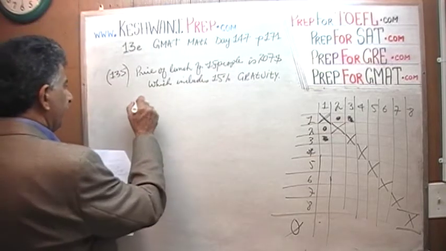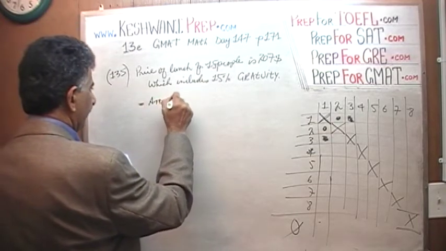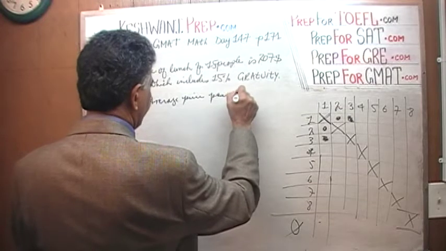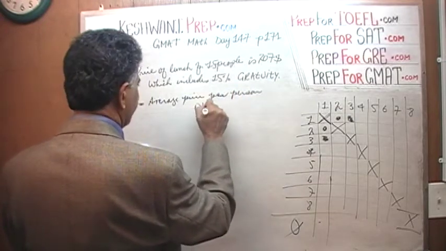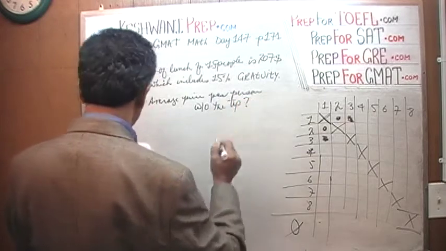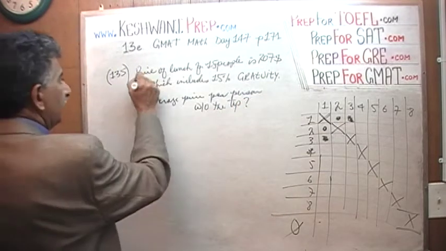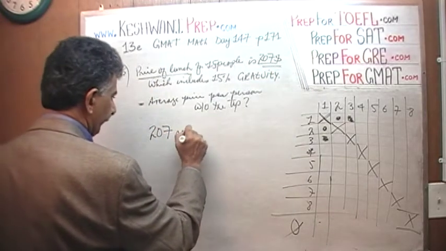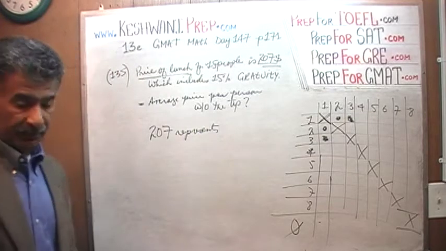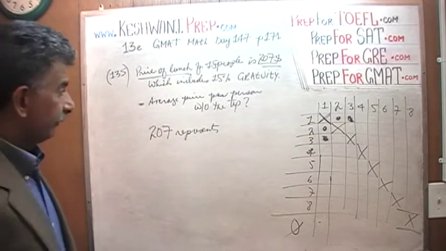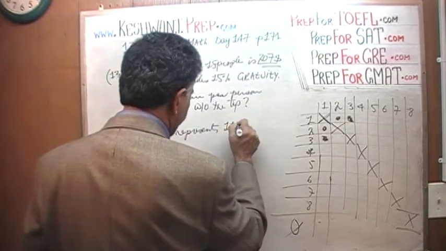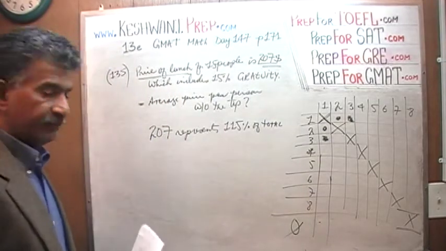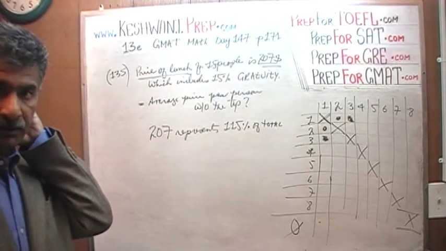The question simply is, what is the average price per person without the tip? Well, since we are told that the price of the lunch is $207, that tells us that $207 represents the price of the meal plus the 15% tip. So $207 represents 115% of the total price, because it is the price of the meal, which is 100%, plus another 15%.